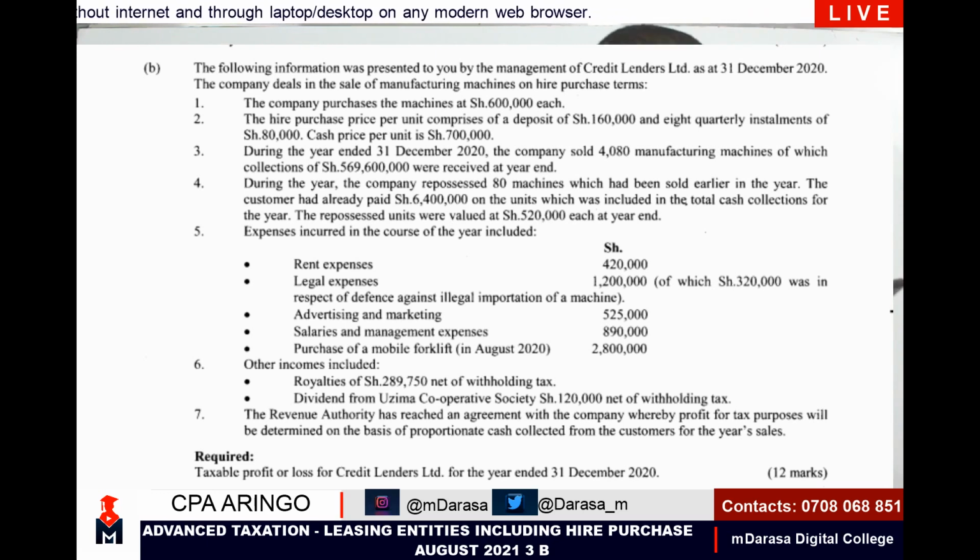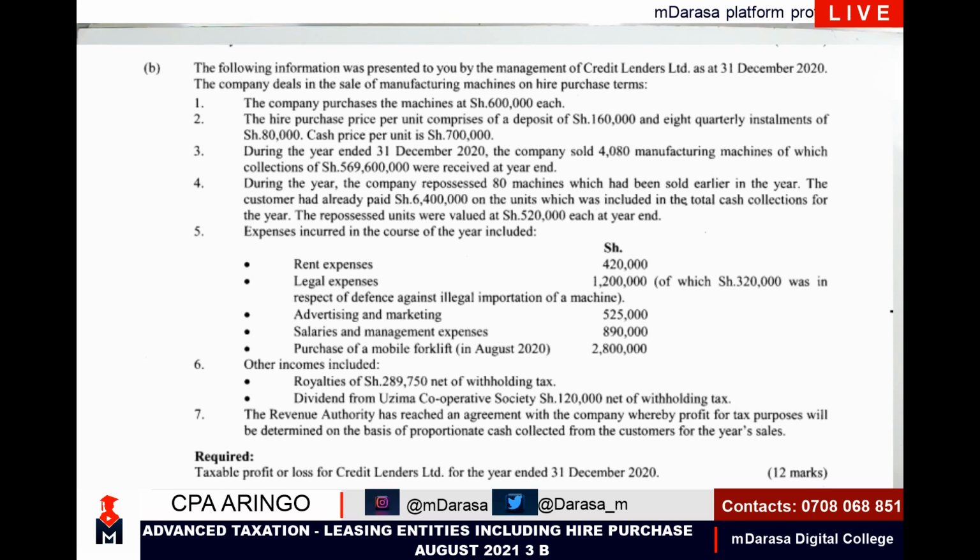So basically in that question, my good student, the examiner is giving us in note 2 the hire purchase and the cash price, which we'll be analyzing very quickly. Then we are told in note 3 that during the year ended 31st December 2020, the company sold 4,080 manufacturing machines, of which collections of 569,600,000 were received at year end. So you are told whatever was collected during the period.